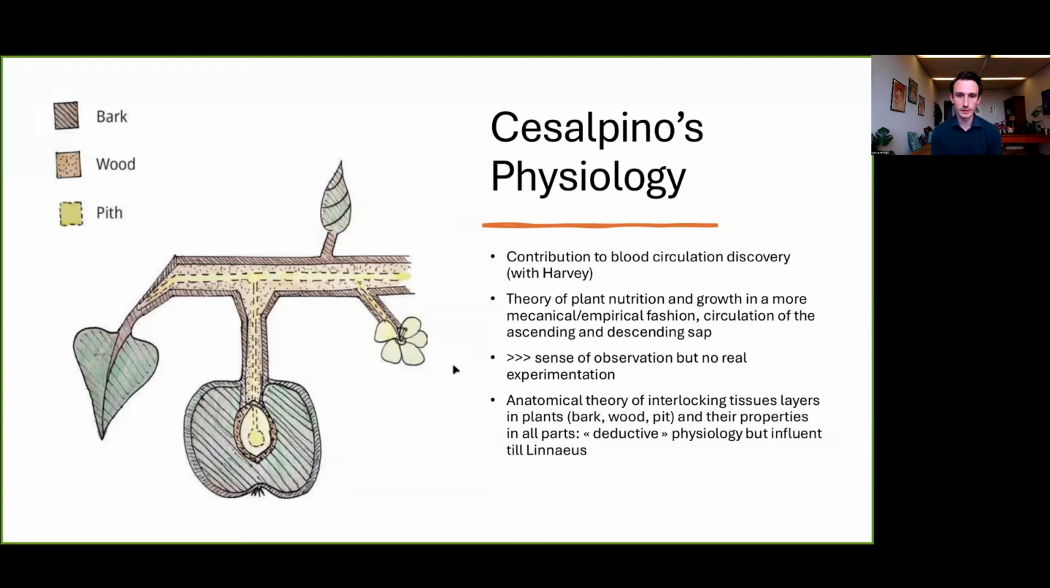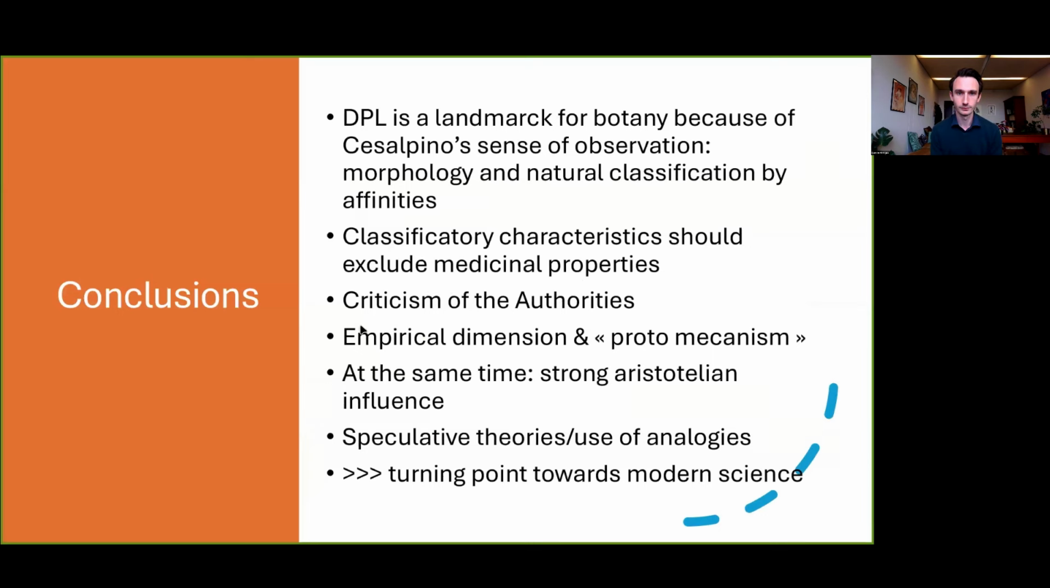So this theory is clearly false from an empirical and current conception, but at the same time, it influenced a lot of other modern botanists, even Linnaeus, for example. So it is quite interesting to see that even if it looks really old-fashioned, it influenced some very important modern botanists. Next slide, please. So this is the time to conclude.